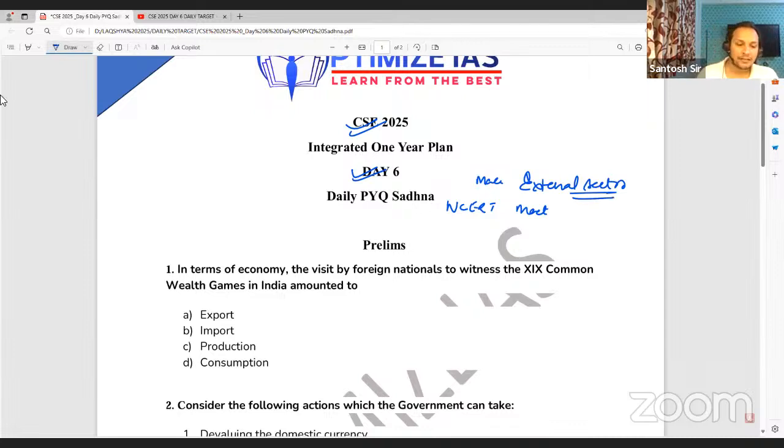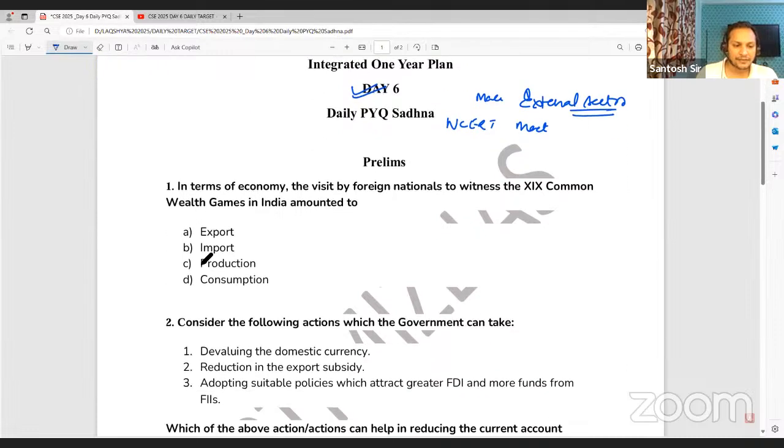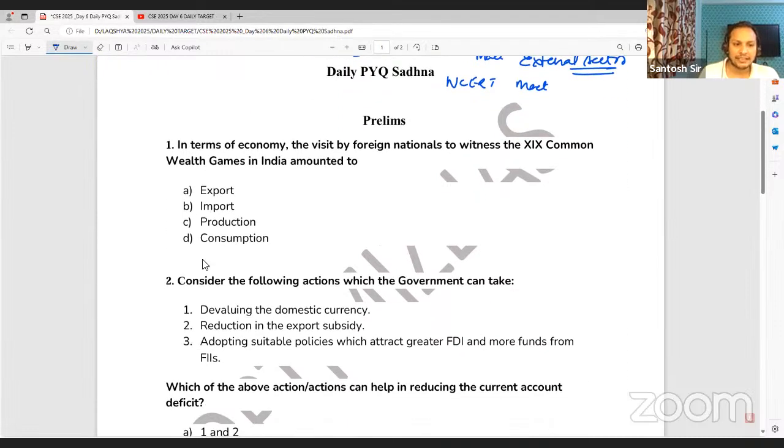Let us start. The very first question: in terms of economy, the visit by foreign nationals to witness the Commonwealth Games in India amounted to what? So what is the answer, guys? Whenever a foreign national visits India, is it export, import, production, or consumption? The answer is export. So our answer is option A, export.